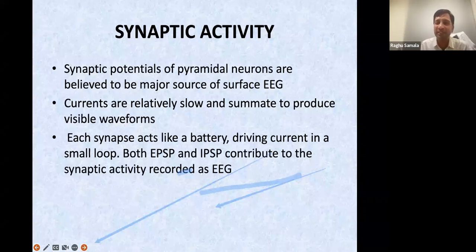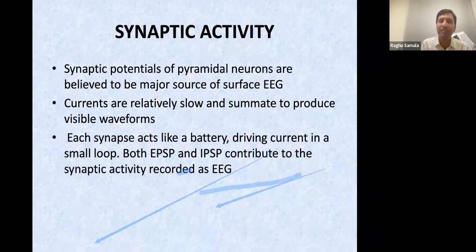The synaptic potentials of the pyramidal neurons are believed to be the major source of the EEG. So we are not going to record anything from the deeper activity. We are recording only from the surface. So when you are recording from the surface, there are obviously blind spots. You can't record from the base of the brain, like the orbitofrontal or the basal temporal. We don't have electrodes to record the interhemispheric space also. And the deep structures obviously will not be represented.